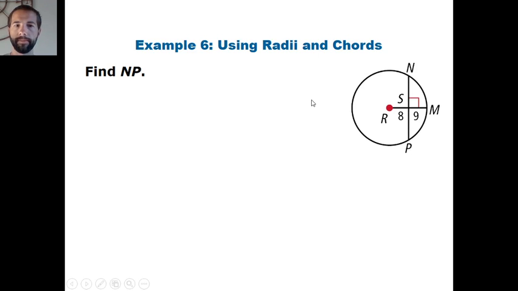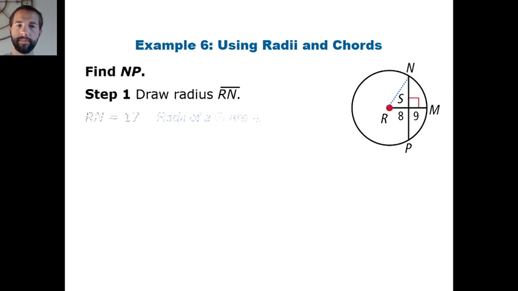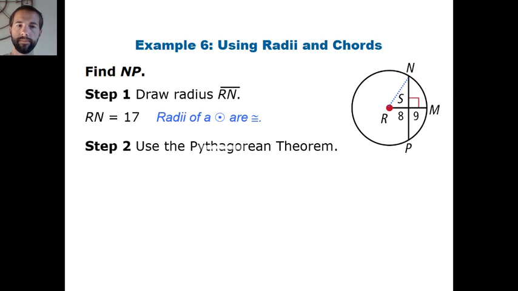So what we do know is that RN is also a radius. So if radius RM is 17, then radius RN is also going to be 17. So now we want to figure out what NS is, because we have a right triangle here. So RS is 8, RN is 17. To figure out what NS is, we're going to use the Pythagorean theorem. So we're going to do 8 squared plus SN squared equals 17 squared.